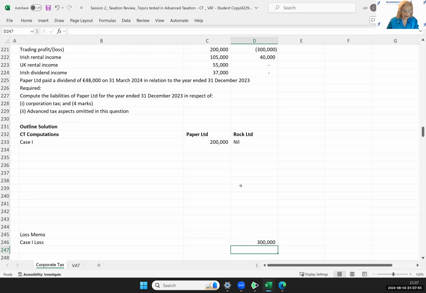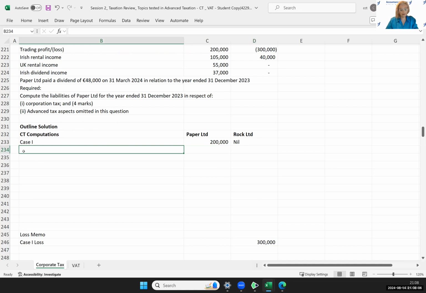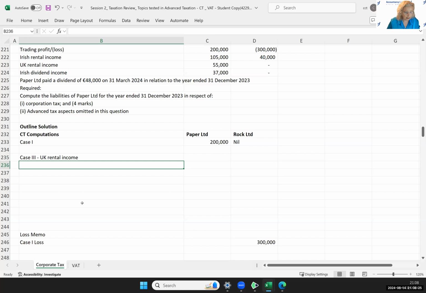What other information did they give us? They told us we've got case 5 income, we've got some UK rental income, so that's case 3. Because I know that there's group loss relief going to be available, I'm going to leave a little bit of space under here. Okay, so I'm leaving a space for my group relief to go in. Here's my case 3, which is the UK rental income. And the UK rental income is 55,000.